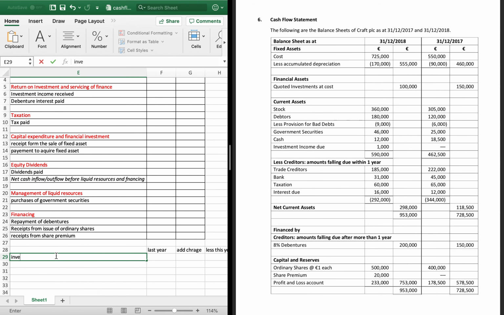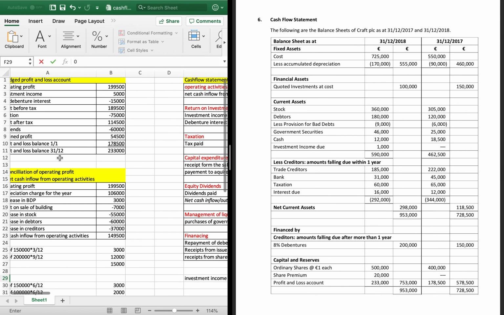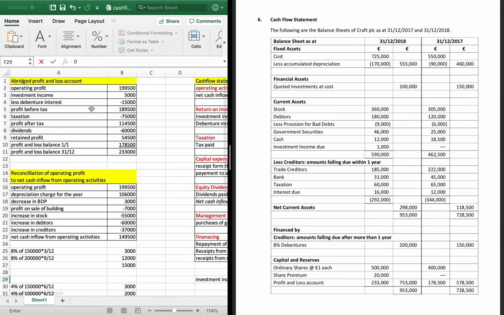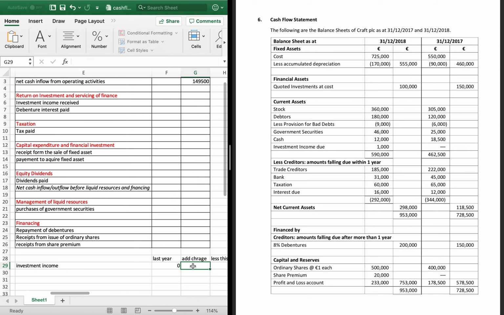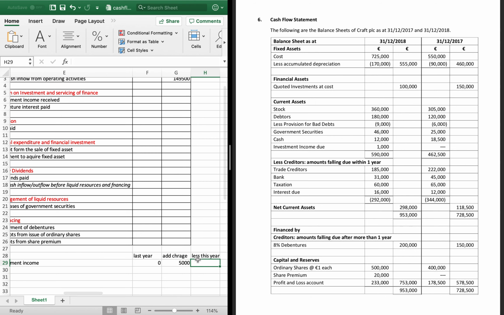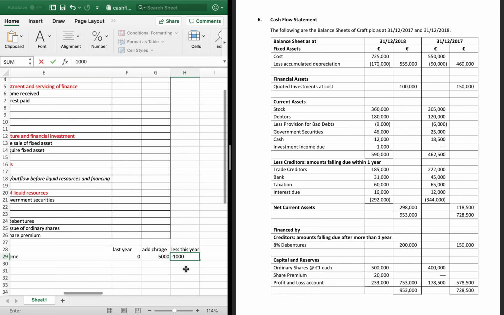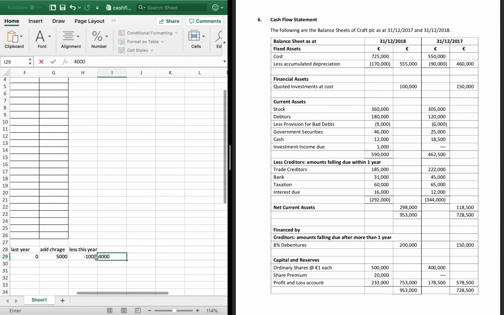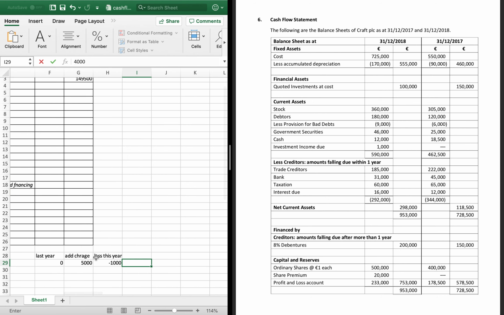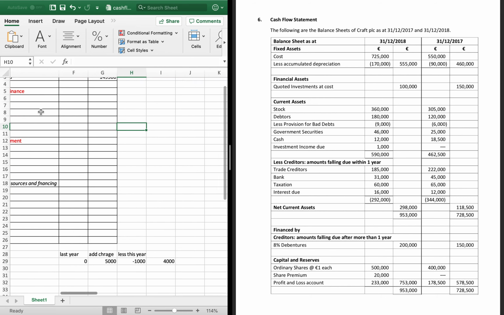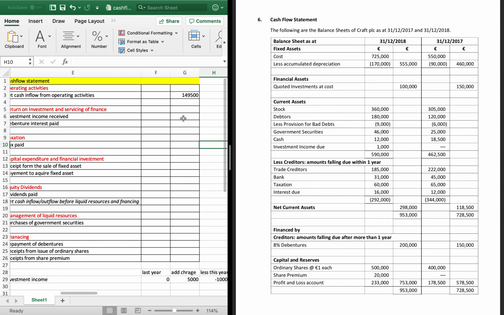So last year's amount was 0. The charge, which I said the answer is from part A, for interest is 5,000. So it's 0 plus 5,000 minus what's due to us of 1,000. That'll give you 4,000. Okay, so the amount we receive is 4,000. So that's going to be added back on. So we're supposed to get 5,000, but we only got 4,000.